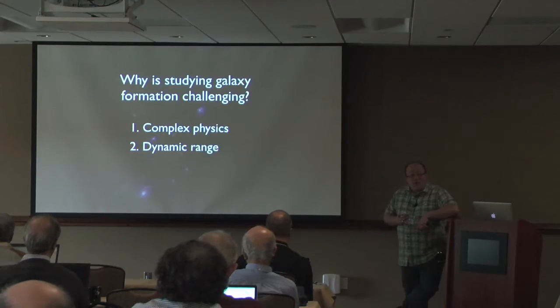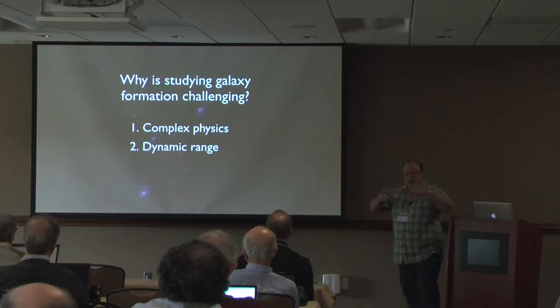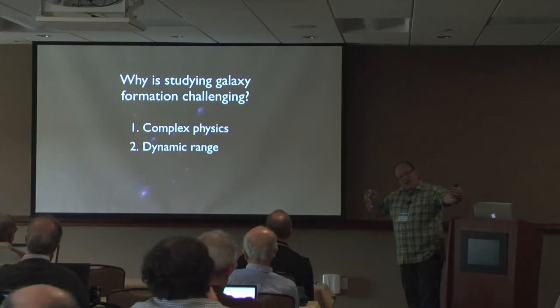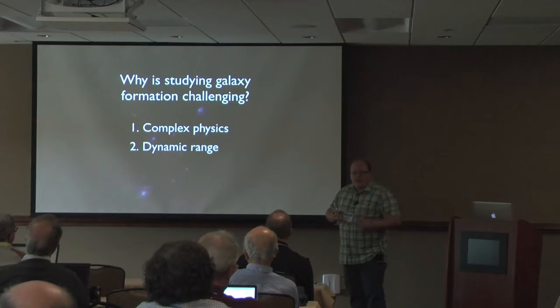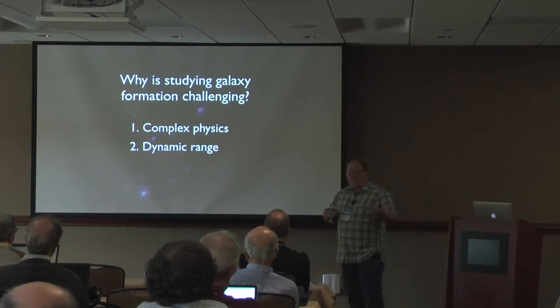Also, there's an enormous dynamic range. When you're studying galaxies and you work out the ratio of the largest scales that you realistically need to simulate to think you're doing a good job, compared to the scales of the star-forming regions where those stars are forming, you have about a factor of 1,000,000 in space and time.